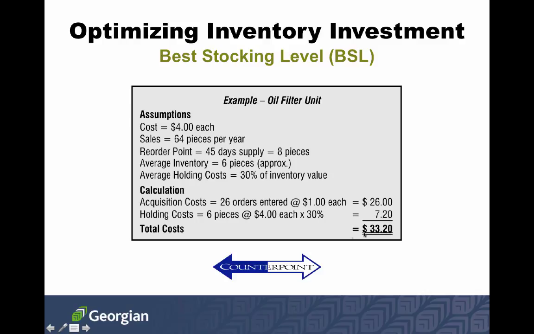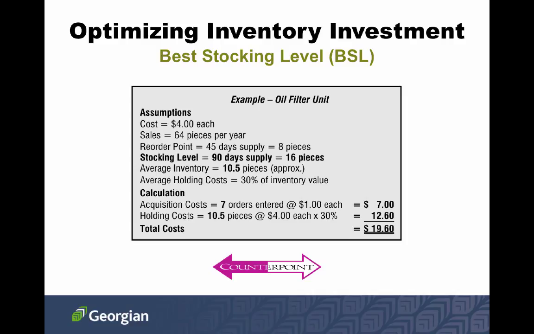In other words, my working capital tied up plus the acquisition, so the combination of acquisition and holding cost. That's a fairly low cost part. Let's say it's a very inexpensive part, and it would be instructive to look at what would happen to the total cost if we doubled the stocking level on an inexpensive part like that, because holding cost is clearly the cost of inventory tied up. Acquisition cost is that $1 each per order. So let's go through that calculation if I would double my best stocking level because it's such an inexpensive part.